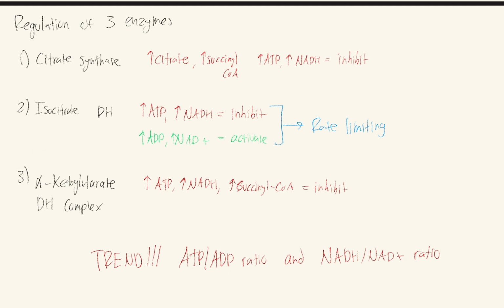The third and final enzyme that's regulated in the citric acid cycle is the alpha-ketoglutarate dehydrogenase complex. Same thing here. We have some feedback inhibition. The product, succinyl-CoA, will inhibit the enzyme. And the same thing, a high energy state of ATP and NADH indicates that alpha-ketoglutarate dehydrogenase has to shut down. Again, trend. The ATP and ADP ratio and the NADH and NAD+ ratio dictate the metabolic process of a cell.